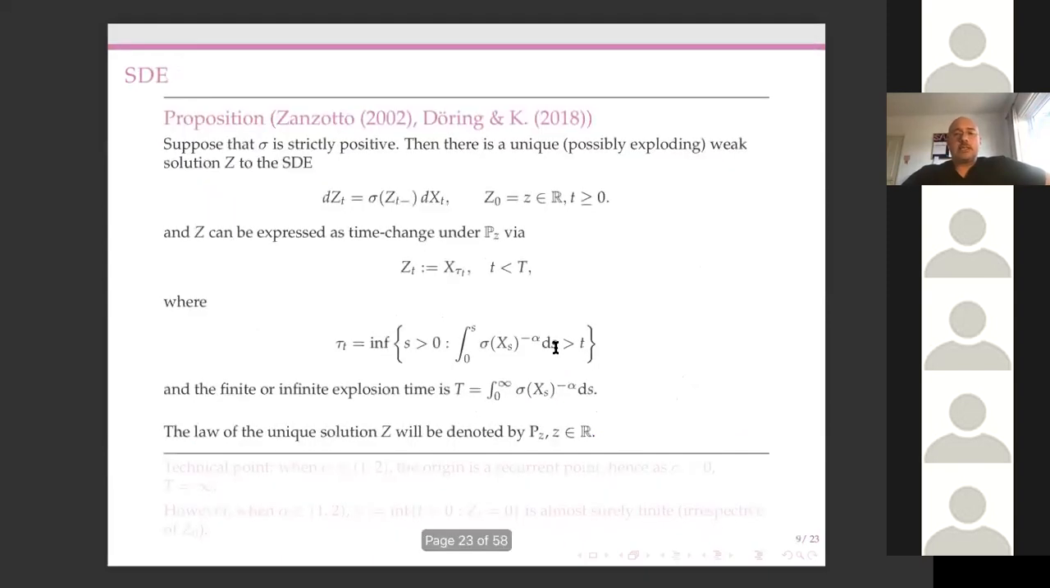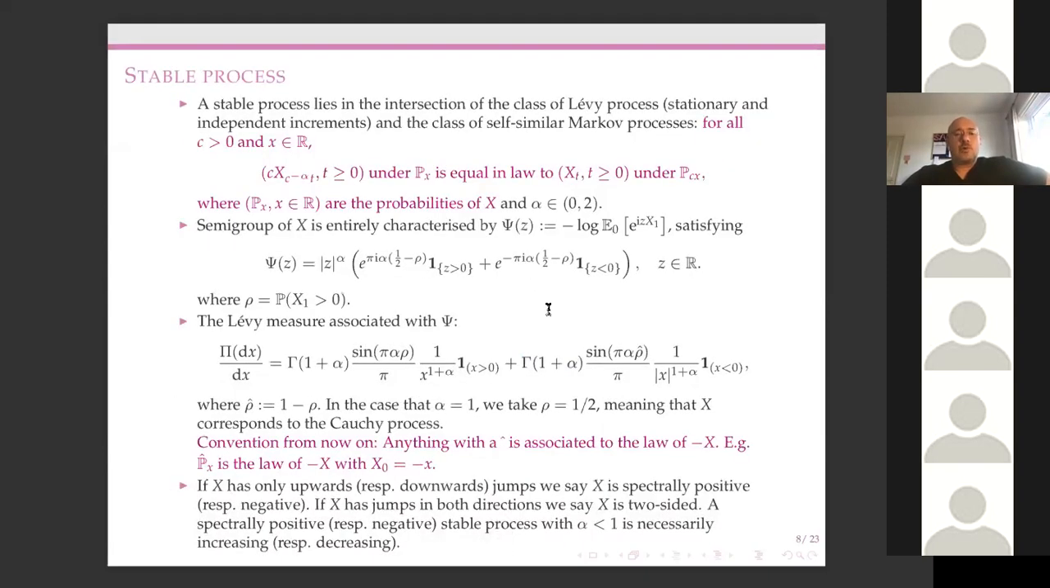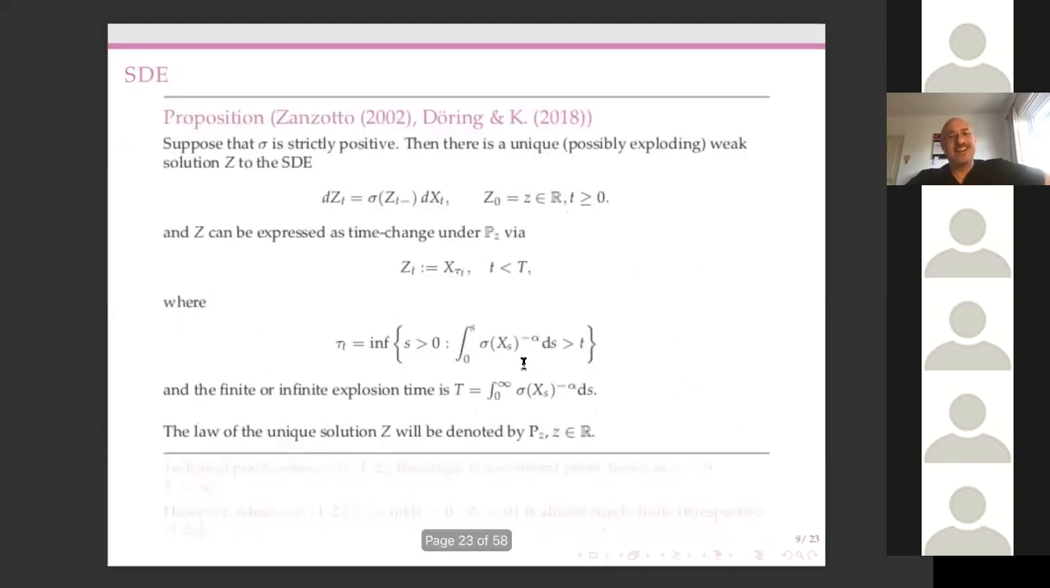Some of you know the setting that a stable process is a subordinator, so that would be the case that we switch off entirely the negative jumps here.